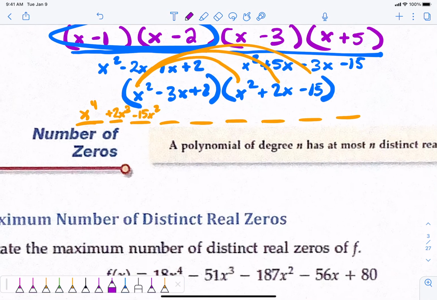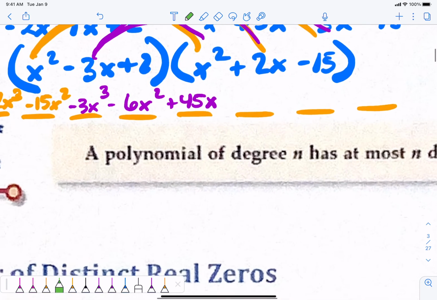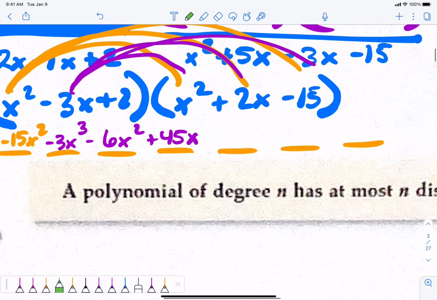Okay, the middle chunk, I'm going to switch colors. Negative 3x times x squared is minus 3x cubed. Negative 3x times 2x is minus 6x squared. Negative 3x times negative 15 is plus 45x. Okay, last piece. Last number. Did I do all that multiplication right?